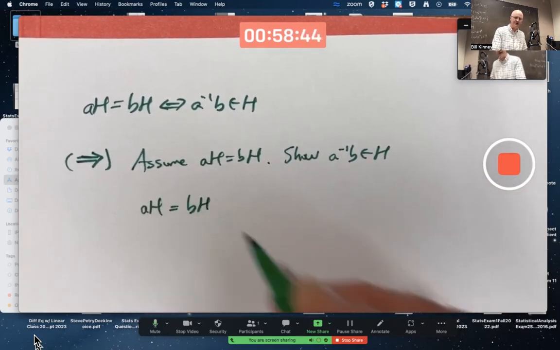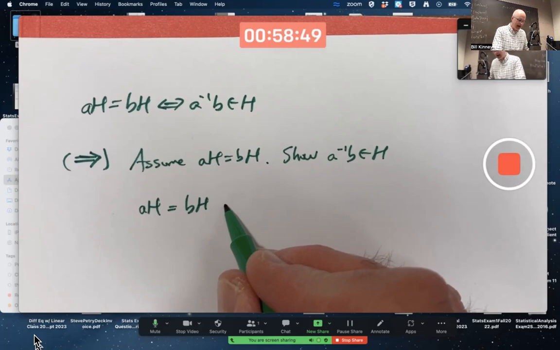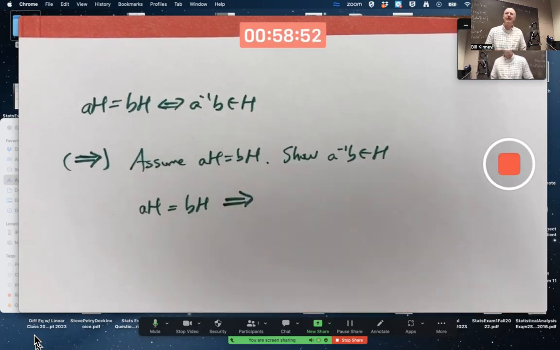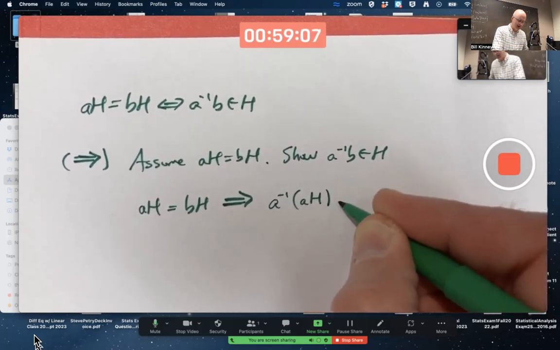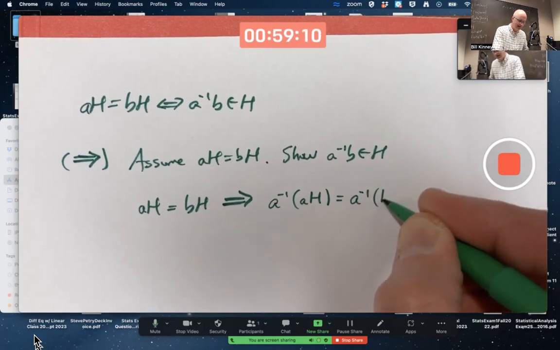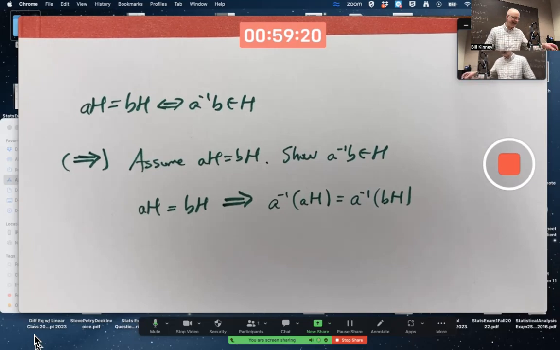Let's go ahead and talk about the author's approach. So we're assuming AH equals BH. What the author does is says, well, effectively multiply both sides of this equation on the left by A inverse. Wait a minute, can we do that? Is that really a multiplication going on? Technically not, but effectively, yes.